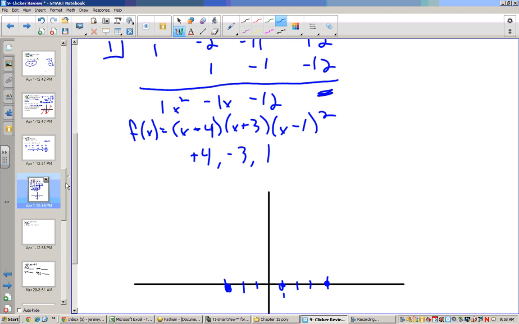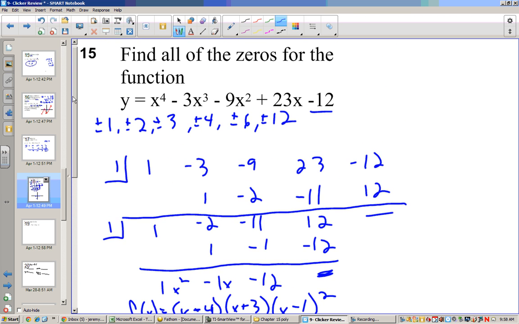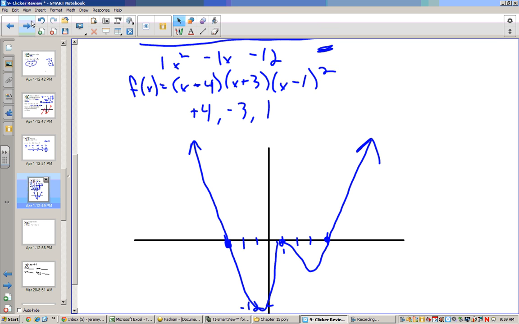And it's a 4th degree polynomial that's positive, leading coefficient. So it's going to start from the top. It's going to come down. It's going to come up here. And that 1 is a double zero, so it's going to curve back around and then keep on going. All right, there is our polynomial function.